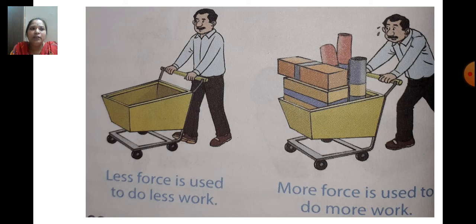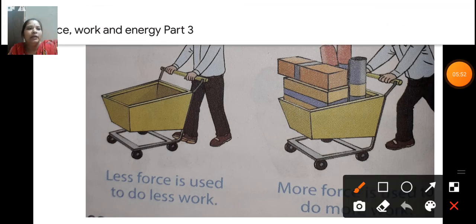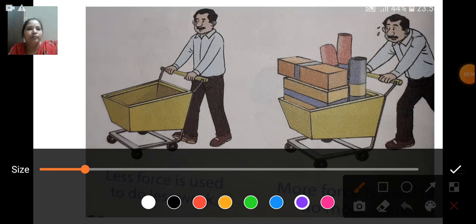Now you can see the picture, children. In this picture, the men are carrying two carts, right? Now this cart is empty and this cart is full, right? So obviously this first cart is light and the second one is heavy. And as the second one is heavy, can you see the man tired and exhausted because he is applying more force, right? Because he has to do more work.